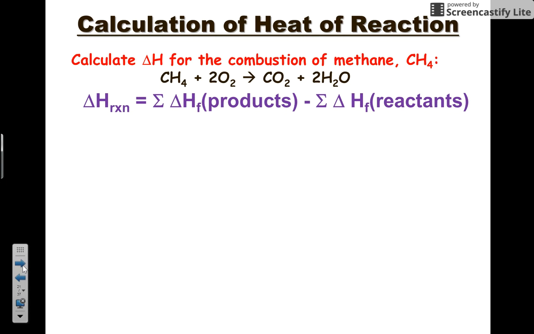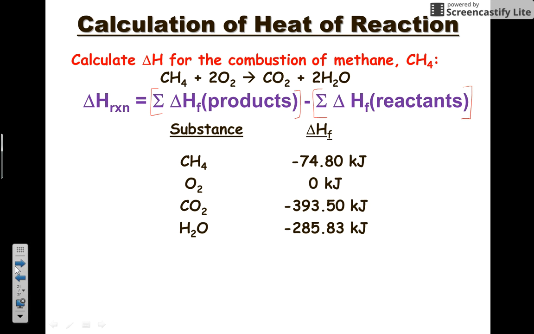Another way that we can calculate the heat of reaction is by using what I call the summation formula. The change in enthalpy of the reaction, or rxn stands for reaction, is we could use the formula where you sum up the delta H, the heat of formation of your products. You would add all that up and then subtract from that where you summed up the heat of formation of the reactants.